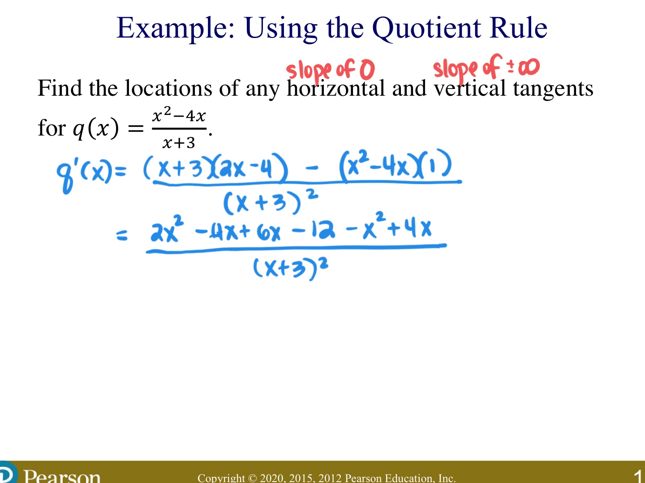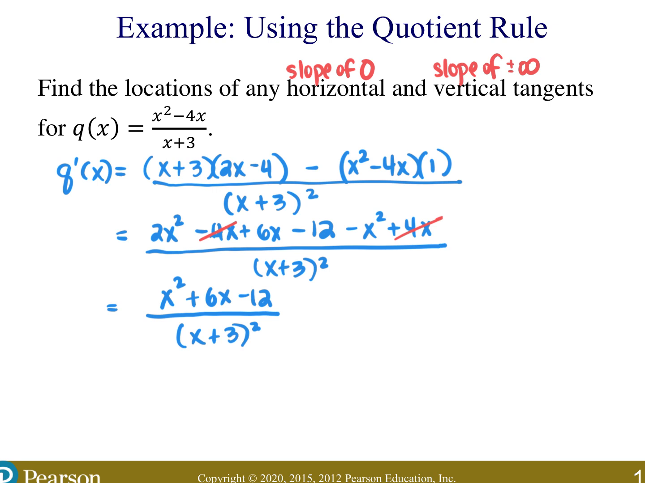So let's clean up these terms. Okay. So my numerator, somebody give me yours. X squared. I get 6x because I've got a 4x here and a 4x here, leaving me only with 6x, and then minus 12 over x plus 3 quantity squared. Okay, that is the derivative, aka the slope.